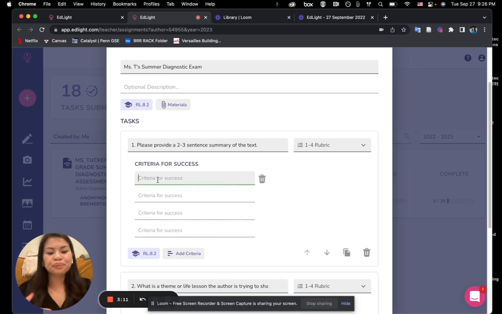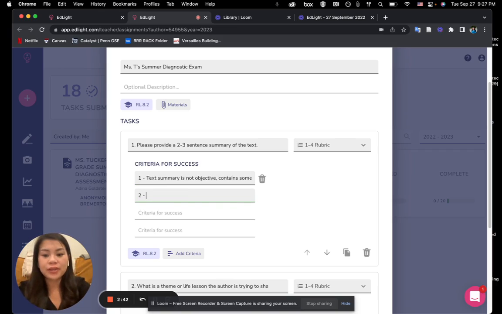So when I think about summarizing text at an 8th grade level, I would say maybe a number 1, sort of a beginner's response might be a text summary which is not objective, contains some bias, or it just contains inaccuracies and doesn't show a mastery of comprehension of that text. The next step up might be a text summary that is accurate, but it is incomplete and leaves out important details.